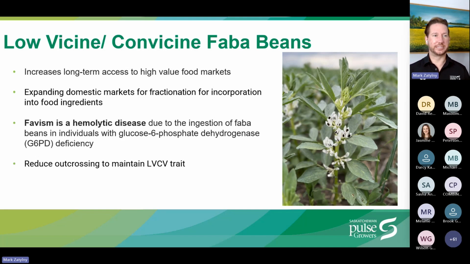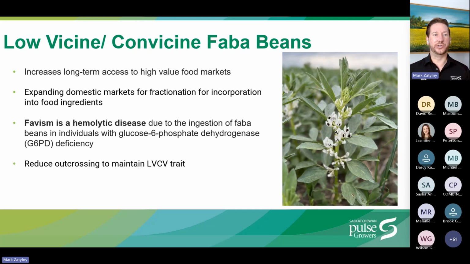This doesn't impact any of livestock feed or anything, but by having these low vicine, convicine varieties, it really does increase the long-term access to these higher value markets where we can get into human consumption. And as we continue to see the market increase globally, this is an aspect that really provides value to farmers to be able to tap into that high value market.